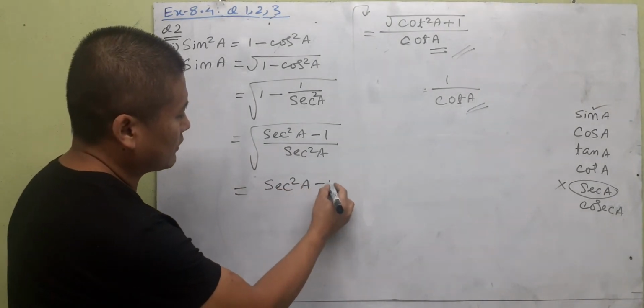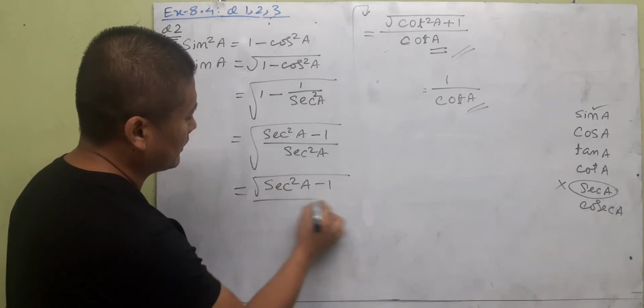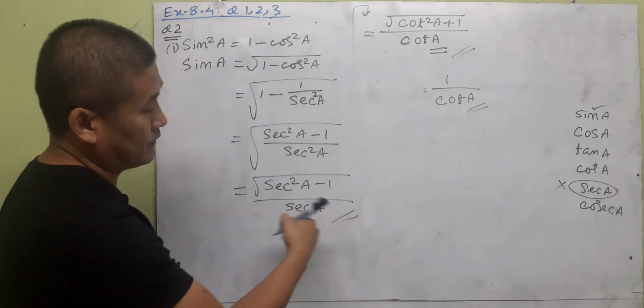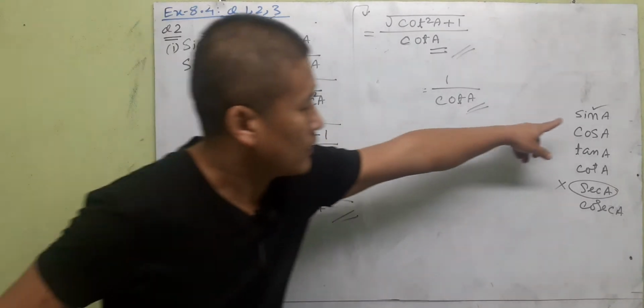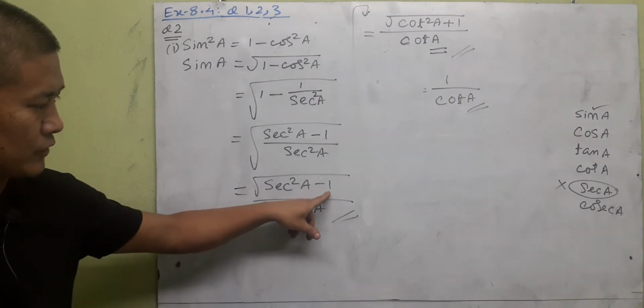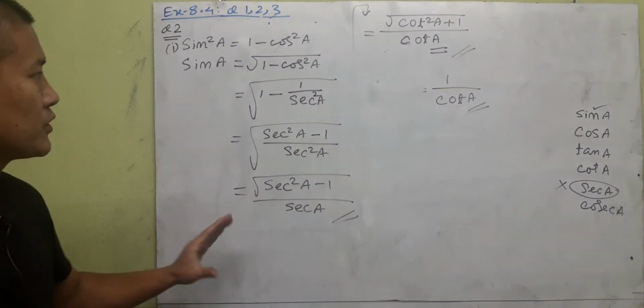Sec square A minus 1 we can remove, so just put it under the root. And this sec square A can come out of the root as a single sec A. So everything is in terms of sec A. The first one is expressed in terms of sec: root over sec square A minus 1, by sec A. So that is in terms of sec.